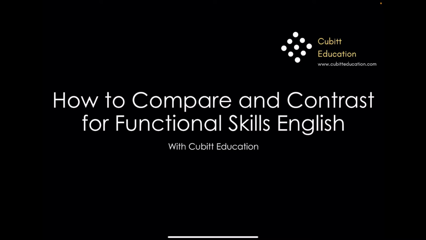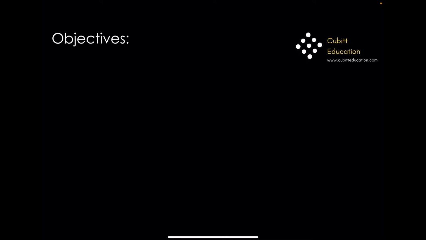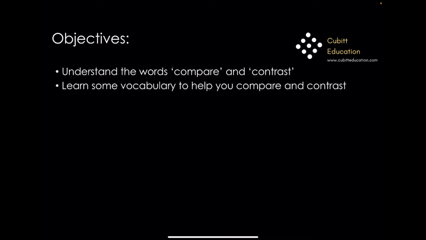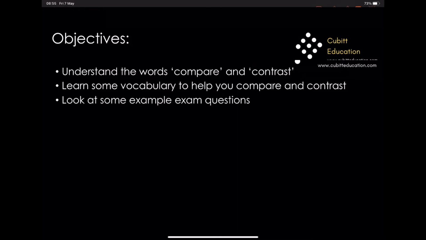In this lesson we are going to learn how to compare and contrast for functional skills English. What we're going to do is understand the words compare and contrast, so hopefully by the end of this session you will understand what they mean. You will learn some vocabulary to help you compare and contrast, so when you get a question you'll be able to do this, and we'll look at some example exam questions to help you.